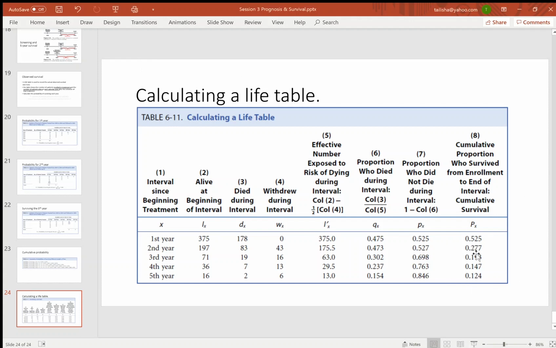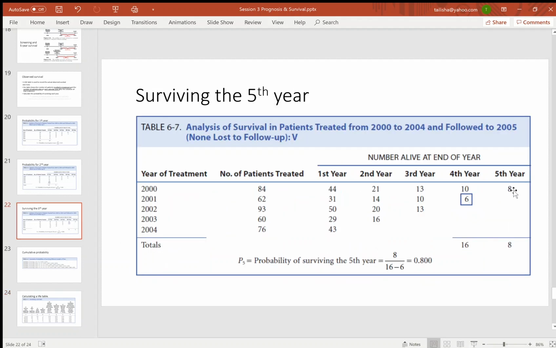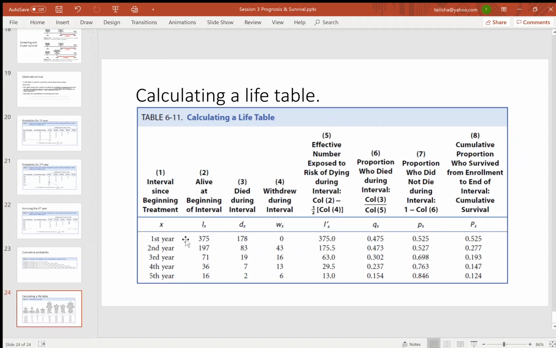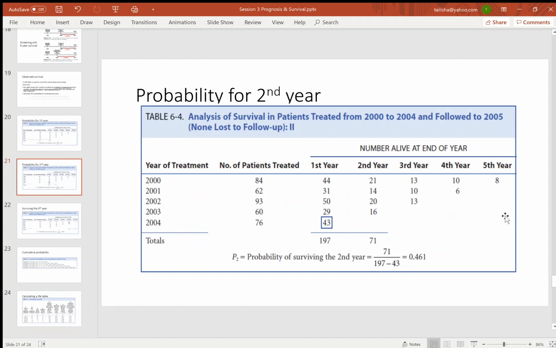And so you want to know, what is the cumulative proportion of people who survived from enrollment to the end of the interval, the end of the 5 years? This is your cumulative survival. It's only 0.124. 0.124 of the folks who started survived. So you can kind of make decisions about how successful this trial was if you started with 375 patients, and at the end only 0.124 were alive, and you can see that number here. Only 8 people were alive of the 375 that started. Just 8 people.